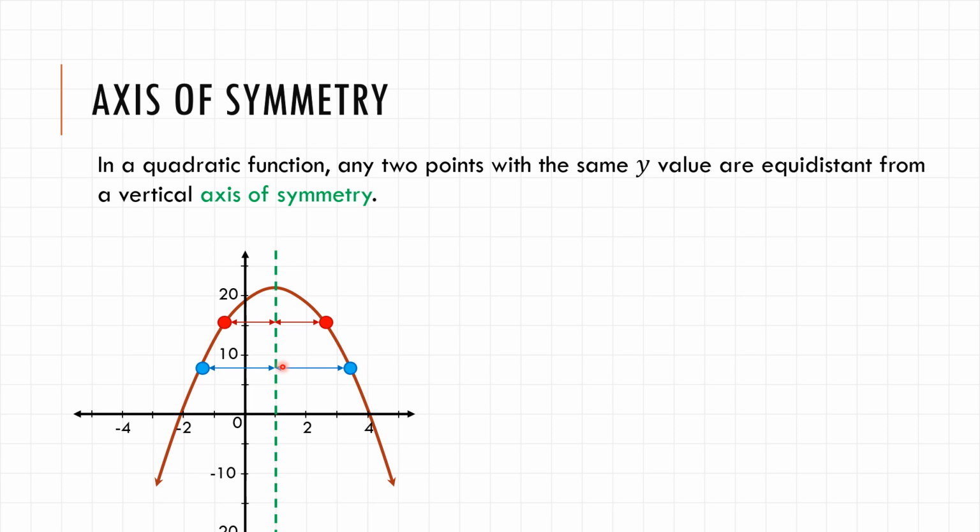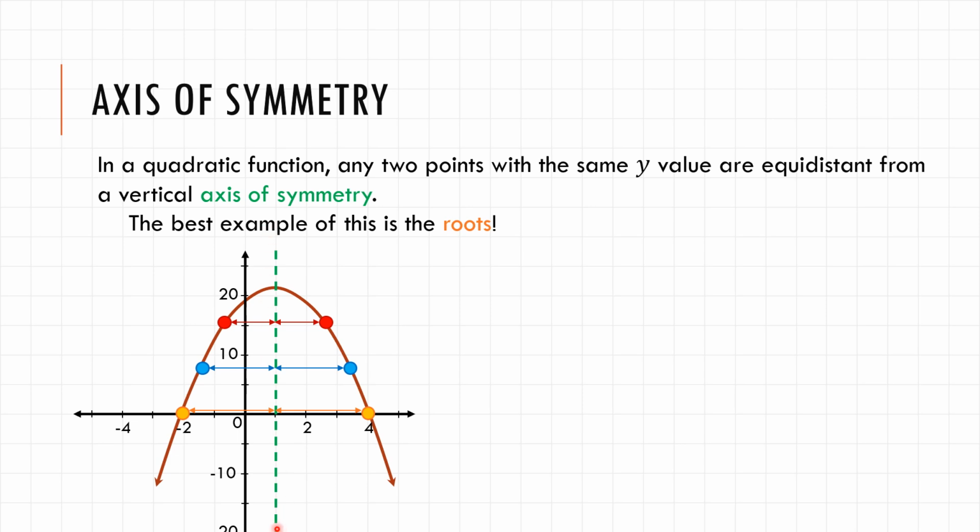And of course, the best example of 2 points that have the same y value are the roots, right? They both have a y value of 0, and they are both equidistant from the axis of symmetry. So we can use that idea to average them to find out what is the axis of symmetry.